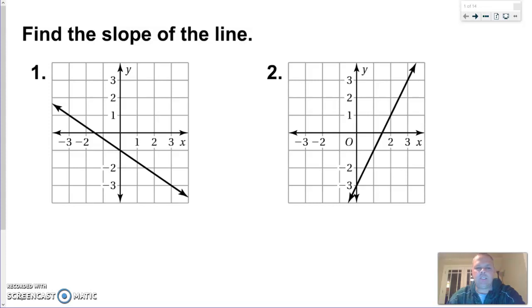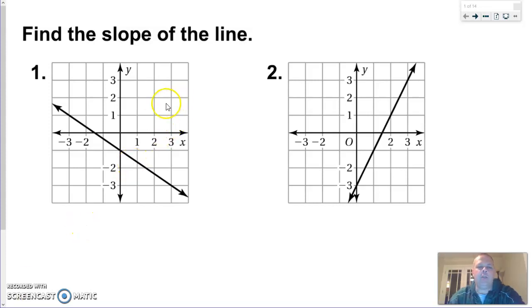This is lesson 13.6. It is on writing equations in slope-intercept form. We will not be doing lesson 13.7 on point-slope form, so this will be the last lesson in chapter 13.